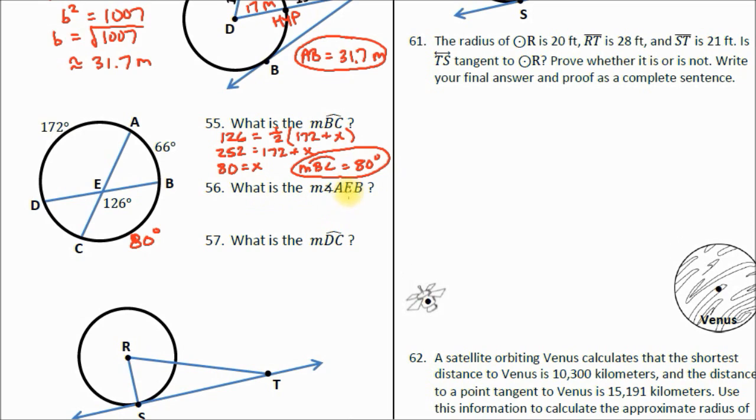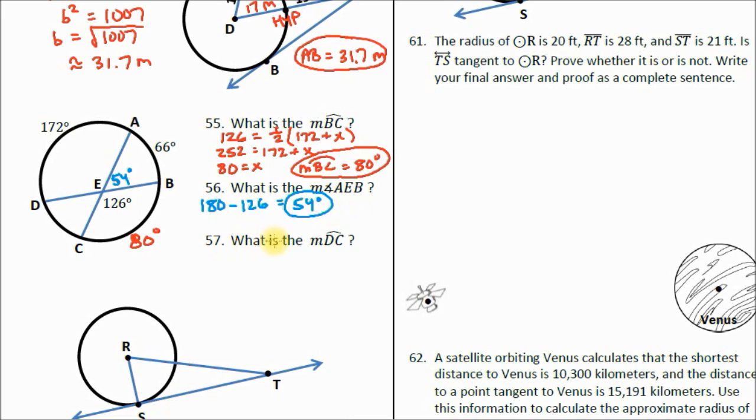Alright, next question. What is the measure of angle AEB? Well, this angle right here, class, is supplementary to 126. Together they make a 180 degree angle, or a straight line. And that means to find this answer, I'm just going to take 180 and subtract 126 and I'm going to get 54 degrees, and I'll label that 54 degrees.